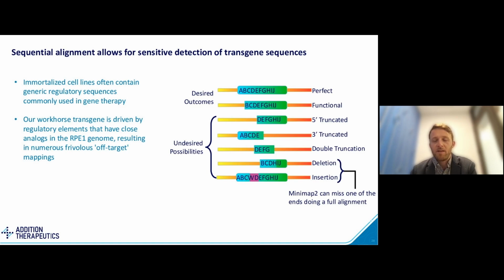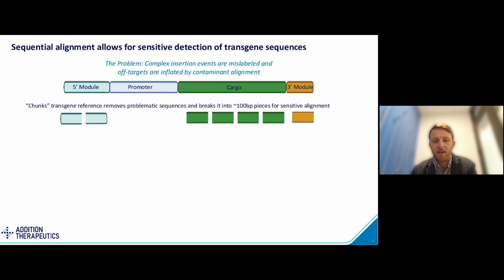We also wanted to be very thorough in checking off all the possibilities, and so we wanted to make sure that any kind of integration event was accounted for. What we found in our test data was that these bottom 2, the deletion event and the insertion event, actually posed a little bit of a challenge for Minimap2, where it only really successfully maps 1 bit of the sequence and therefore mislabels the event. And so we have 2 problems. Complex insertion events can be mislabeled, and off-targets are inflated by contaminant alignment.